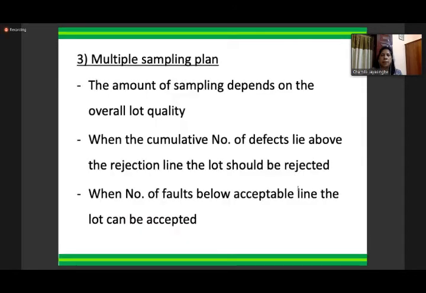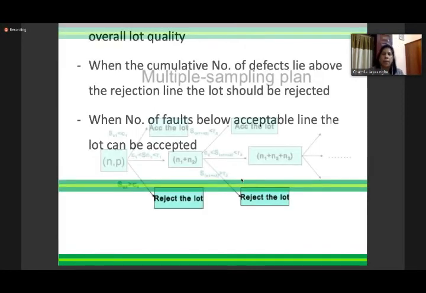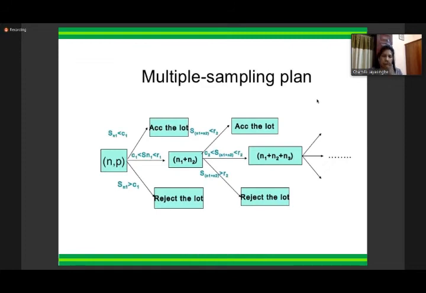Then let's go for a multiple sampling plan. The amount of sampling depends on the overall lot quality. Now here, when the cumulative number of defects lie above the rejection line, the lot should be rejected. When the number falls below the acceptable line, the lot can be accepted. Let's go to the next slide and we can see what is going on here. Multiple sampling plan.